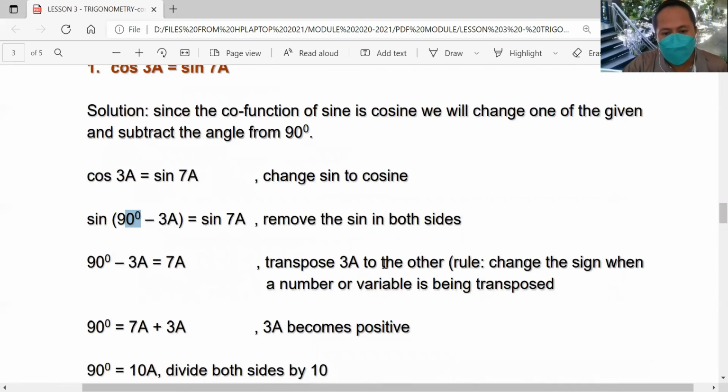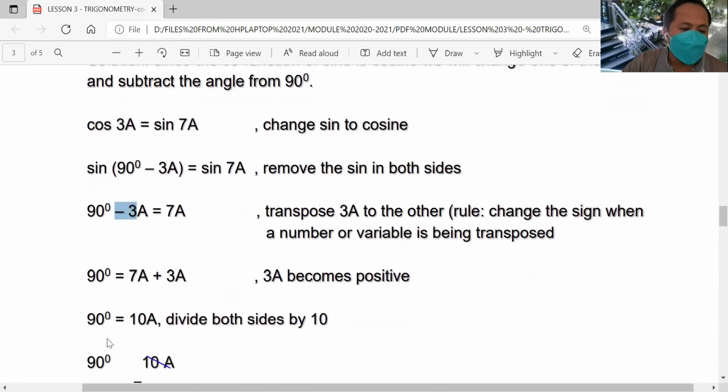So transpose 3a to the other side. The rule is to change the sign when the number or variable is being transposed. So we have 90 degrees is equal to 7a plus, the minus becomes plus, 3a. That is in algebra, no? Simple transposition, changing the sign. So we have 90 degrees is equal to 7 plus 3 is 10a.